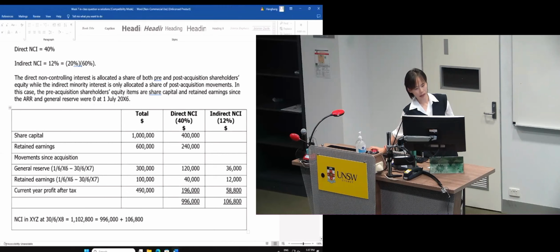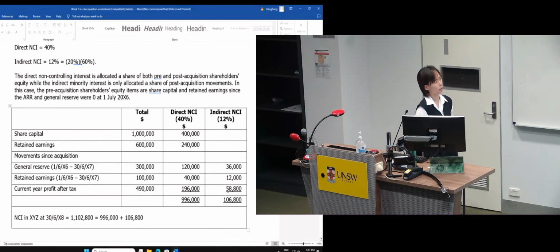Okay. So you can see for pre-acquisition share capital retained earnings, our allocation is based on 40% only, because only DNCI receive a share of that. For the post-acquisition movement in general reserve, you can see both DNCI and INCI receive share of that. The DNCI allocation based on 40%, INCI based on 12%, right? And for the post-acquisition retained earnings, again, we allocate to both DNCI and INCI. Okay. Current year profit also relates to the post-acquisition equity. We allocate to both DNCI and INCI.